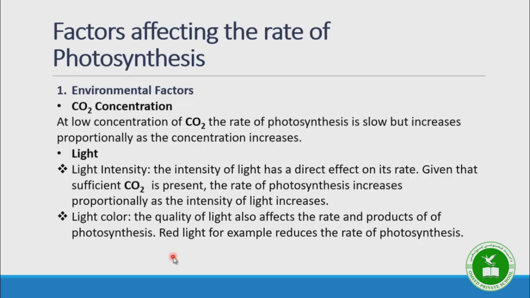The second one is light. In light we have two factors that affect the rate of photosynthesis. The first one is light intensity. The light intensity is directly proportional to the rate of photosynthesis. If there is a sufficient amount of carbon dioxide present in the environment, the rate of photosynthesis increases directly proportional as the intensity of light increases.